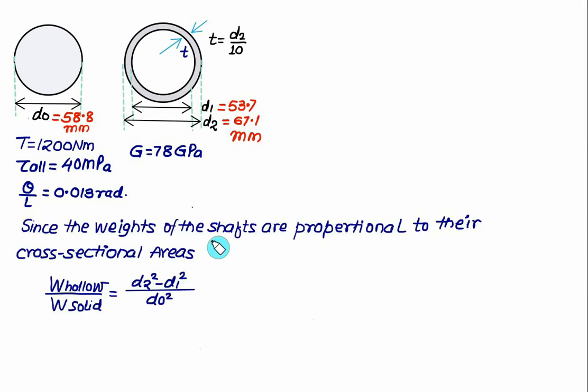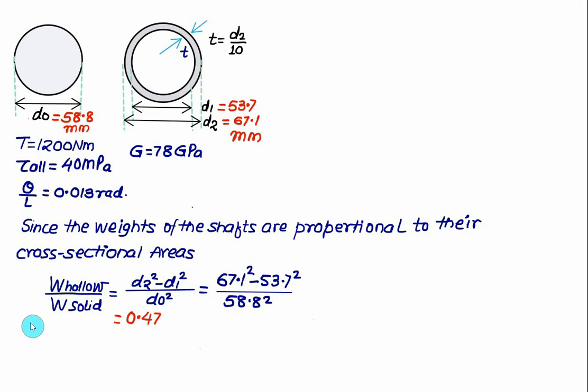Since the weights of the shafts are proportional to their cross-section areas, pi will get cancelled, and we have the weight of the hollow shaft to the weight of the solid shaft as D2 squared minus D1 squared by D0 squared. In this case we have D2 equal to 67.1 squared, D1 equal to 53.7 squared, and for the solid shaft this value is 58.8 squared. All this you will get as 0.47. Means only 47% of the solid shaft weight will be the weight of the hollow shaft.